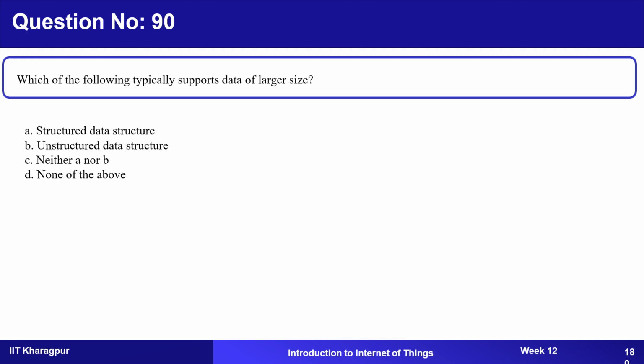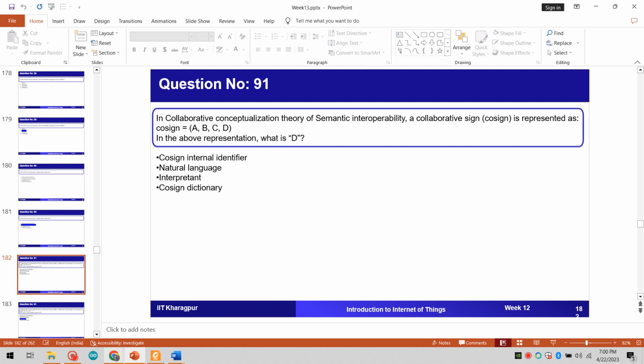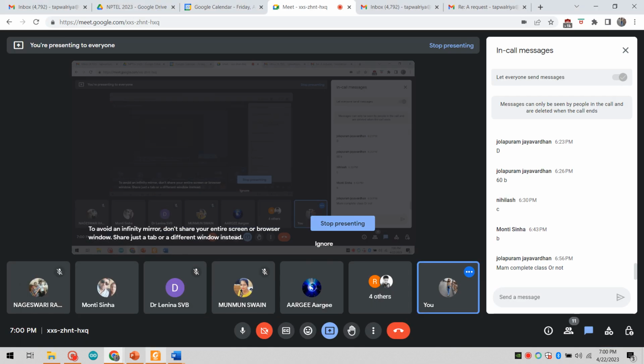B. Unstructured. It is unstructured data structure. Next question is, okay, it's already 7. I'll have another meeting. Okay, let's continue the class for the next 5 minutes, and after that I'll stop the session.